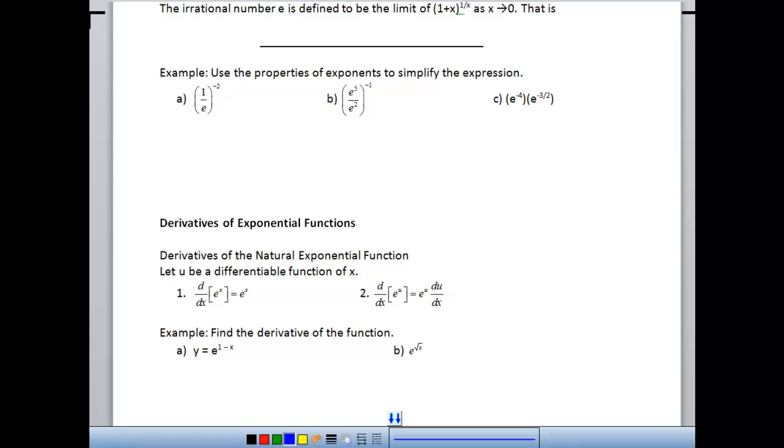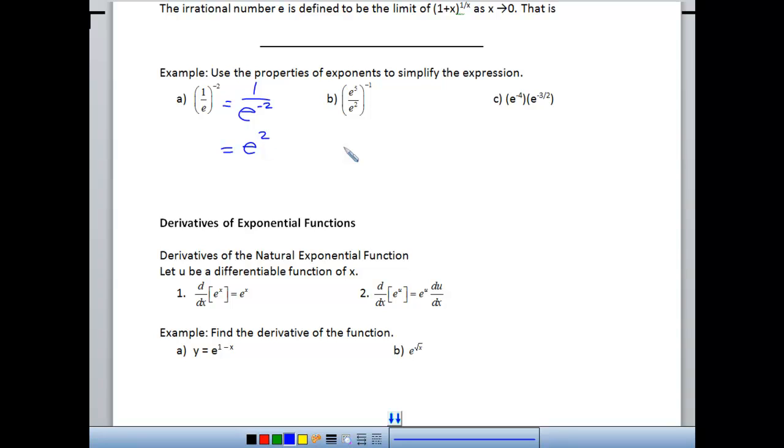Okay, we're going to look at these properties with e. If I have 1 over e to the negative 2, I can distribute that negative 2 to the numerator and denominator. I didn't put it on my numerator since it was just 1, so it's still going to be 1. But if I want to make this positive, then this becomes what? e squared.